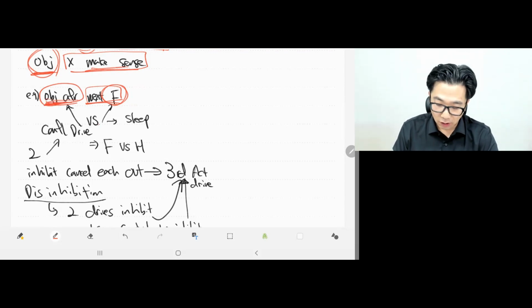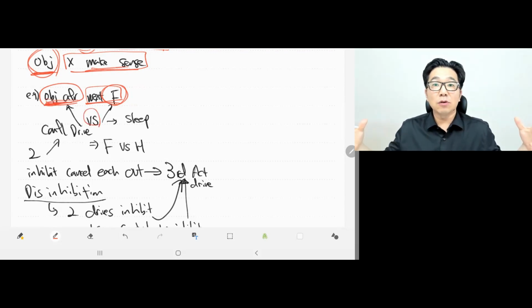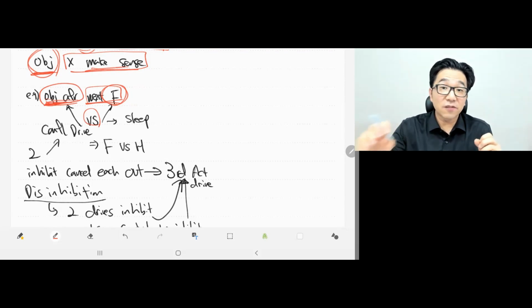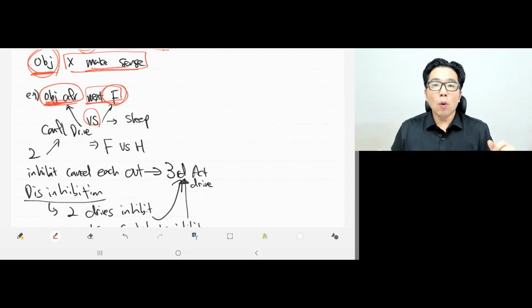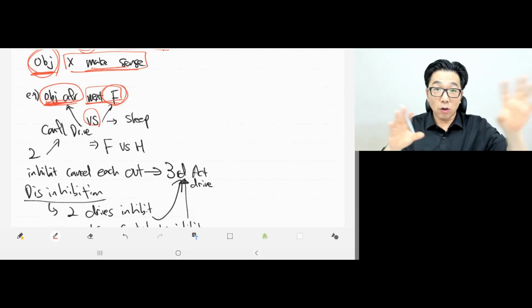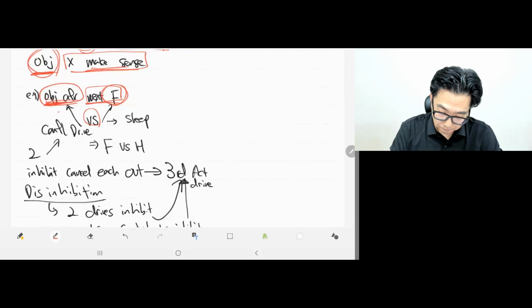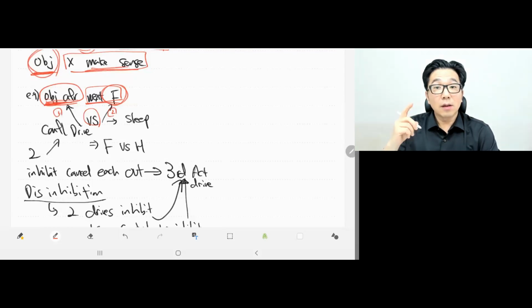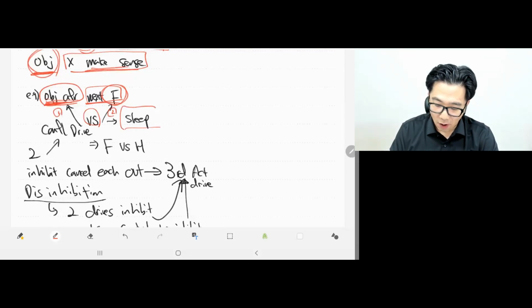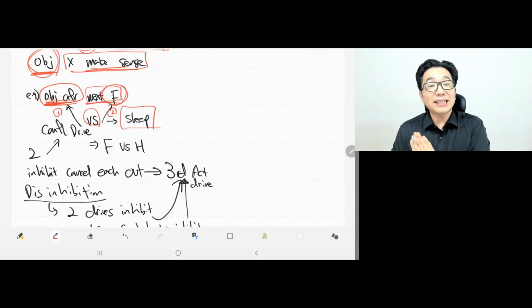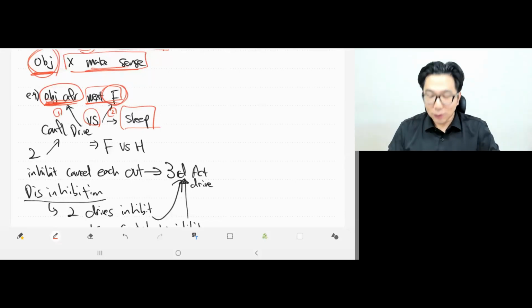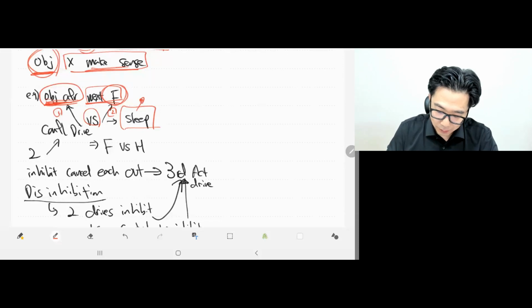So, two conflicting drives. And what does the animal do? Go near the food and take it, or give up the food and run away? Which one? No, the animal actually falls asleep. He starts sleeping. She starts sleeping. So this is a perfect example of displacement activity, right?